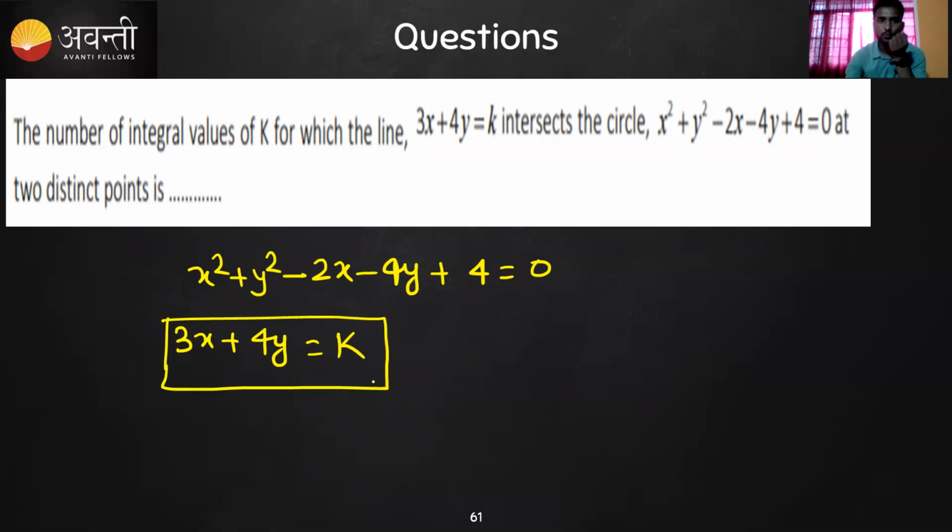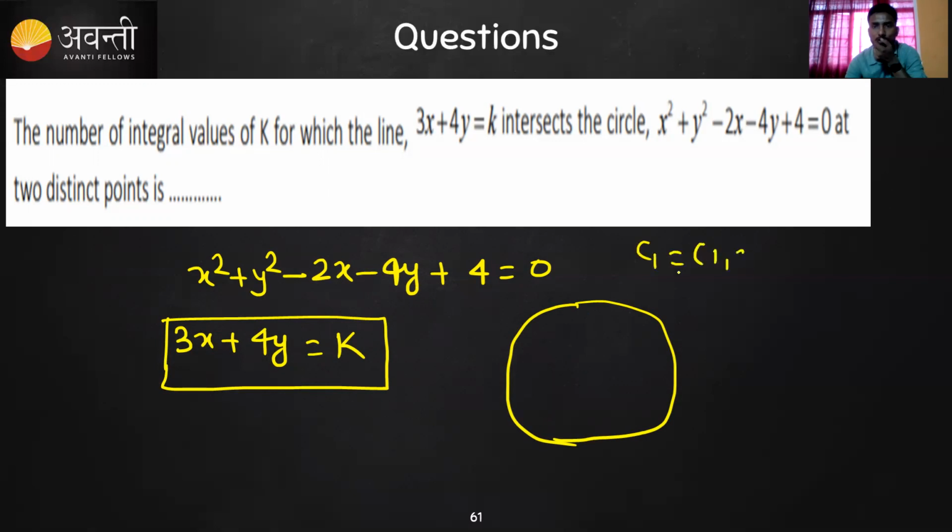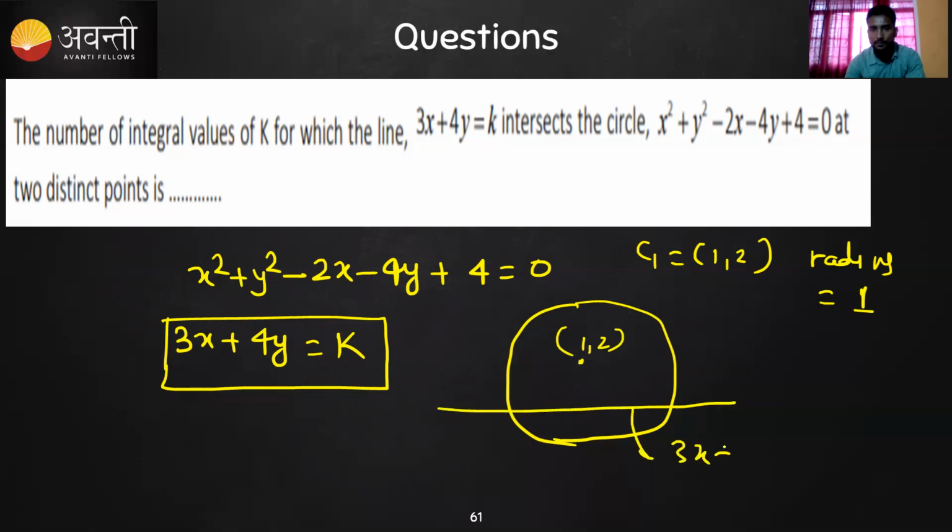So what we can do, I am just drawing this circle equation. So what will be the center? The center will be basically 1, 2, right? And what will be the radius? So from here you can find the radius will also be 1. Okay, so this is basically 1, 2. And one line intersecting at 2 points. So this is basically 3x plus 4y is equal to k.